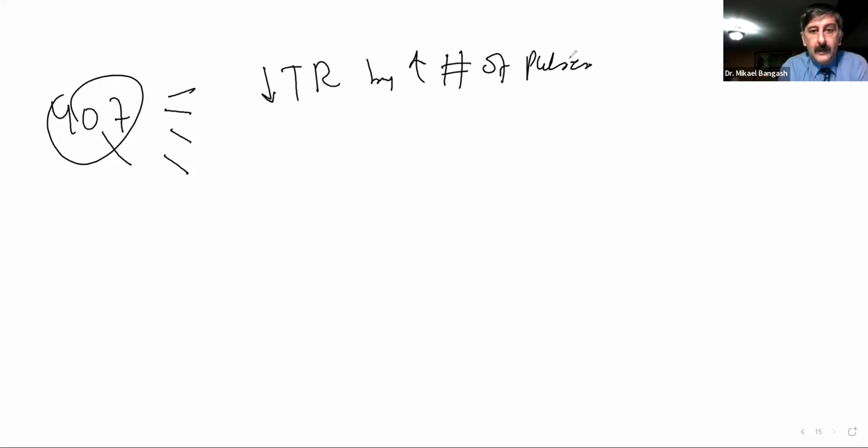So you mainly have to look for things that will degrade your temporal resolution by increasing the number of pulses. But the one that does not degrade the temporal resolution by increasing the number of pulses will be our answer. So what's the first one?